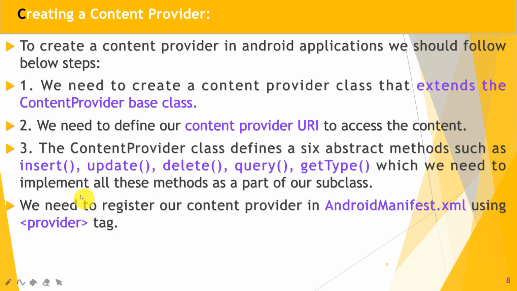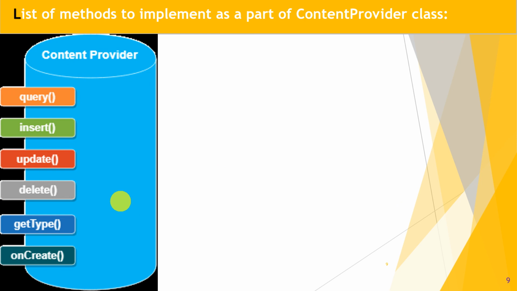We need to register our content provider in AndroidManifest.xml using the provider tag. So this is the third step. Fourth step in creating a content provider. So I will repeat it. First, we have to create our content provider class. Great. After that, you provide the content provider URI. After that, you have to implement 6 methods, that is insert, update, delete, query, get type. Great. Then we can register our content provider in the AndroidManifest.xml file using the provider tag. Great. Hope you understand, guys.